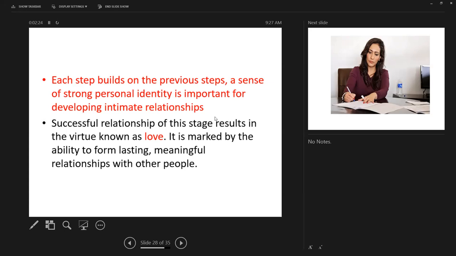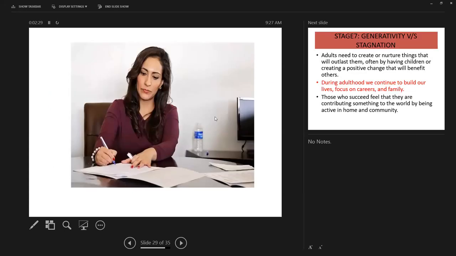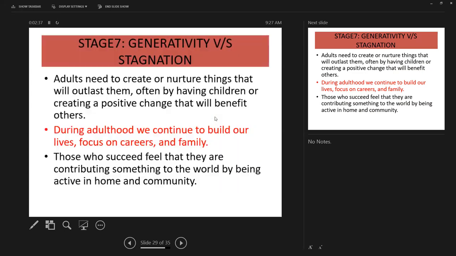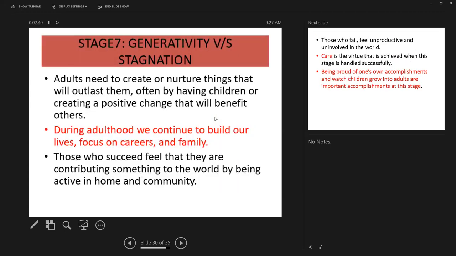So this relationship will carry on to the next stage, known as generativity versus stagnation, where a couple nurture or create the things that will outlast them. This takes place during middle adulthood. Adults need to create or nurture things that will outlast them, often by having children or creating a positive change that will benefit others.